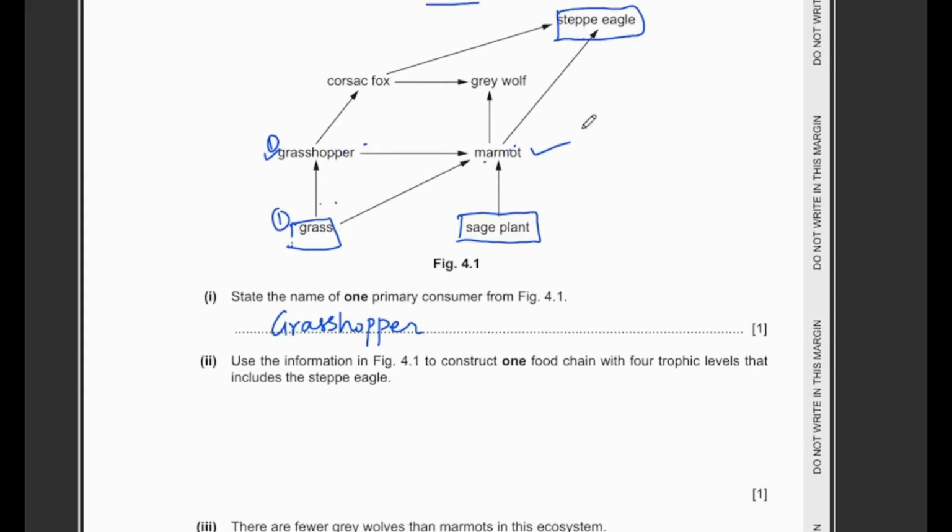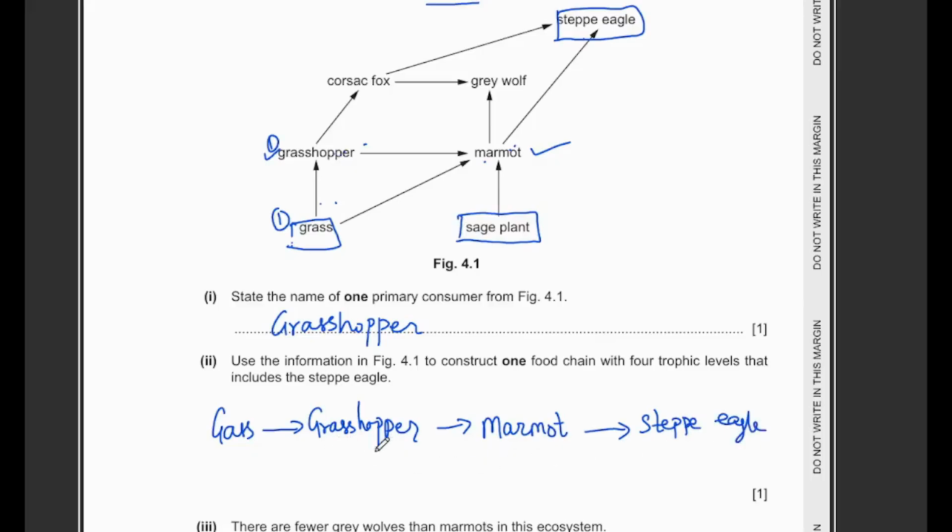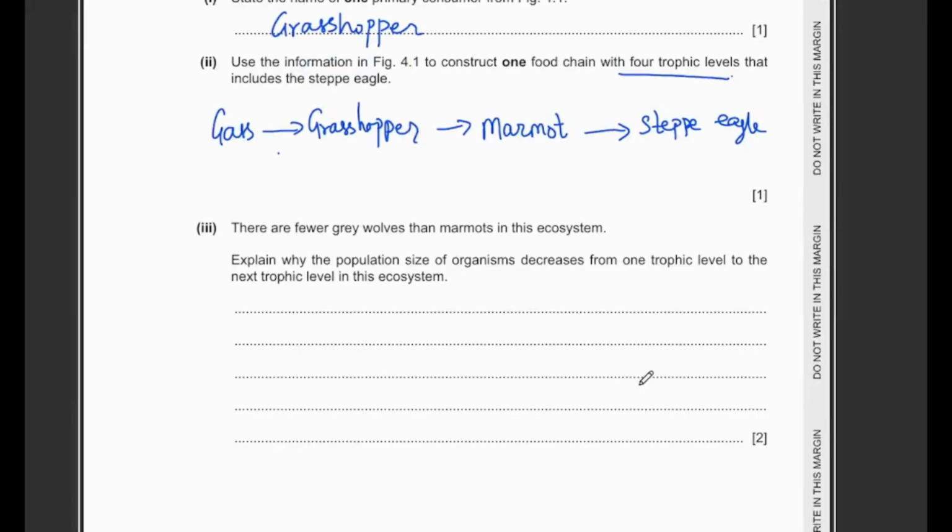So we got the first one, grass, then we move to grasshopper, then we move with an arrow mark to marmot, and from marmot we move to steppe eagle. That's it. 1, 2, 3 and 4 trophic levels are done, including the steppe eagle here. Now there are fewer gray wolves than marmots in this ecosystem. Explain why the population size of organisms decreases from one trophic level to the next trophic level in an ecosystem.